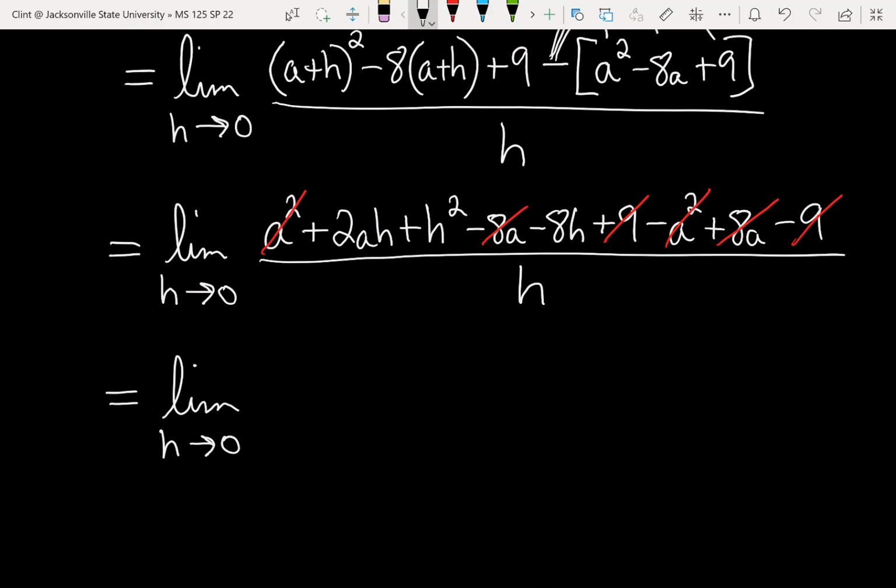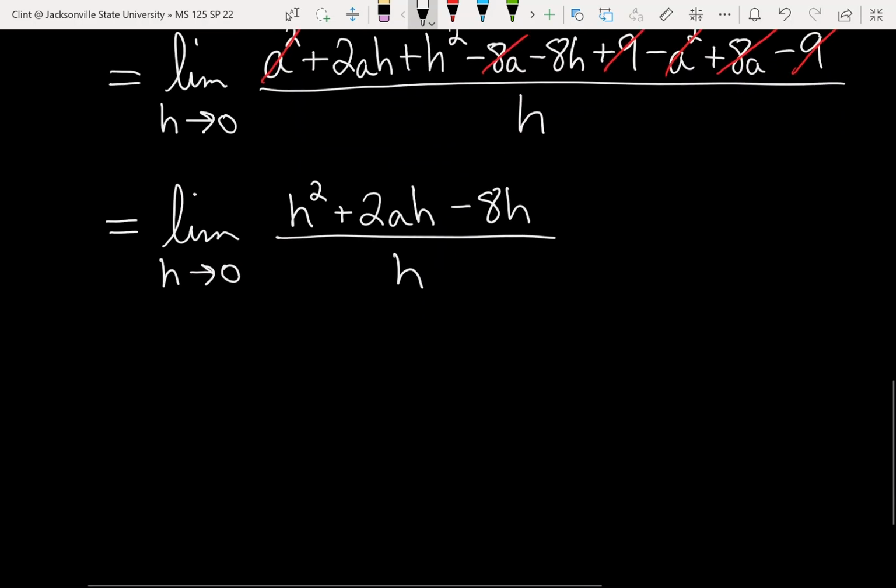So let's see, I'm going to put the h squared first, just because we normally put the bigger exponent first, and then plus 2ah, and then the only other thing I have left is minus 8h, over h. Sadly, we're still in a situation where if we try to find the limit, direct substitution is not going to work because of our denominator. So then factor out an h.